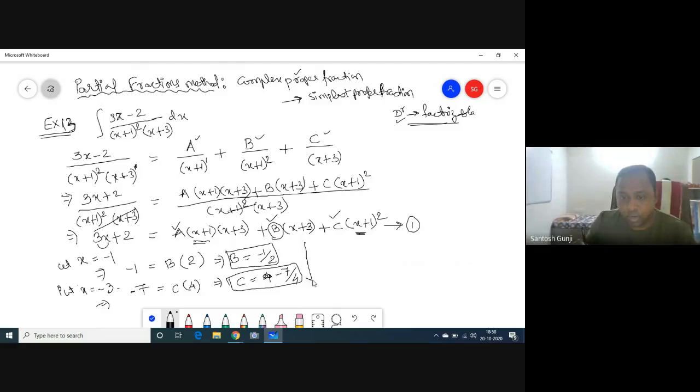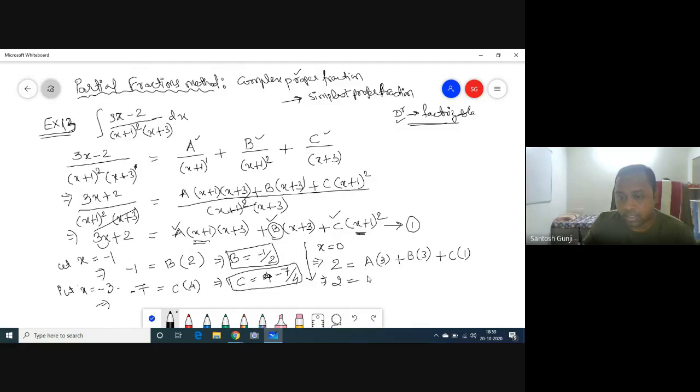Now what is left? We got b and c. Now we need a, so we try to make either b or c zero; this one is automatically zero. In that case, take x equal to 0. This is the simplest way to reduce the equation into its simplest form. Put 0 as the value of x on both sides, so the left hand side is 2, and the right hand side becomes a into 1 into 3, that is 3a, then b into 3, then c into 1. You already know the values of b and c, so substitute and simplify, that's it.